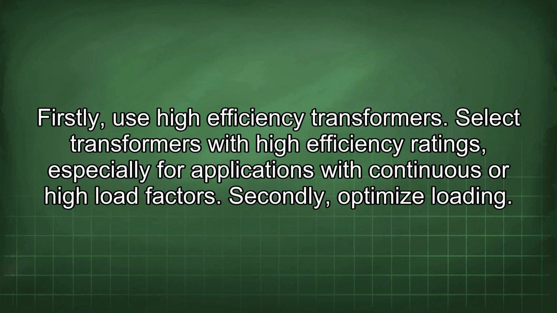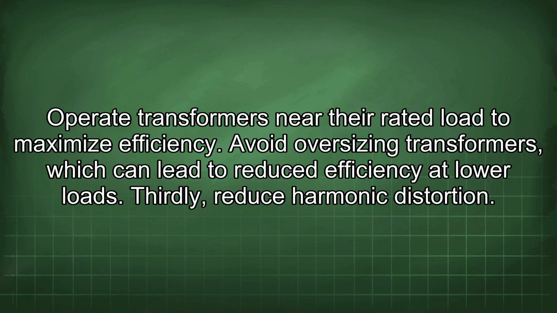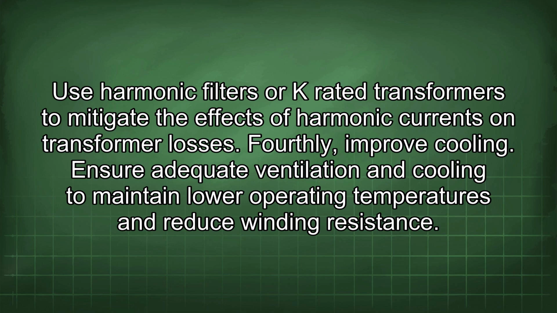Firstly, use high-efficiency transformers. Select transformers with high efficiency ratings, especially for applications with continuous or high load factors. Secondly, optimize loading. Operate transformers near their rated load to maximize efficiency. Avoid oversizing transformers, which can lead to reduced efficiency at lower loads. Thirdly, reduce harmonic distortion. Use harmonic filters or K-rated transformers to mitigate the effects of harmonic currents on transformer losses.